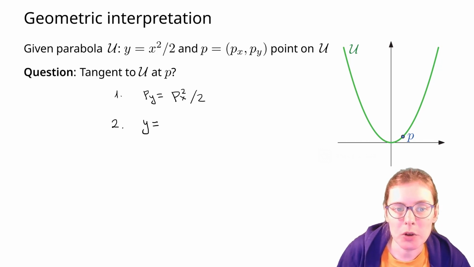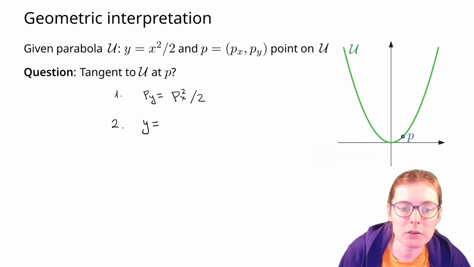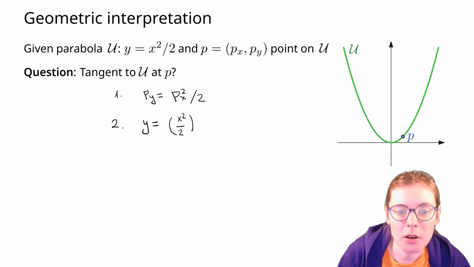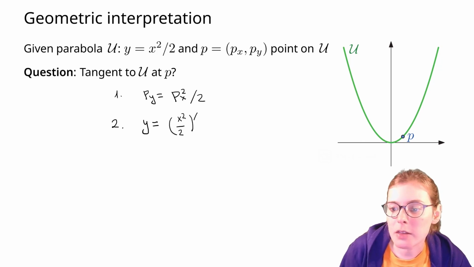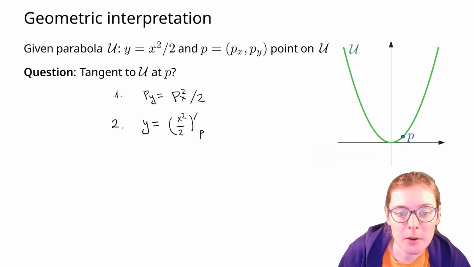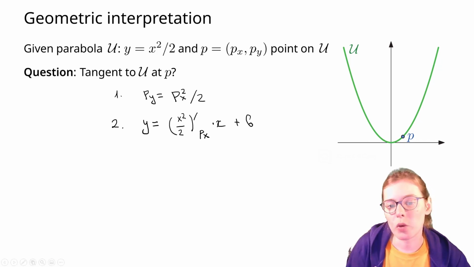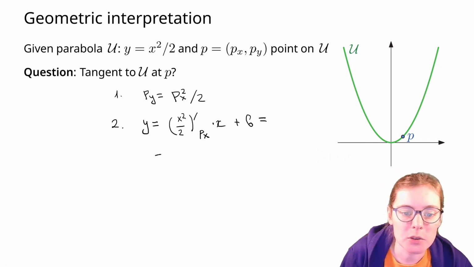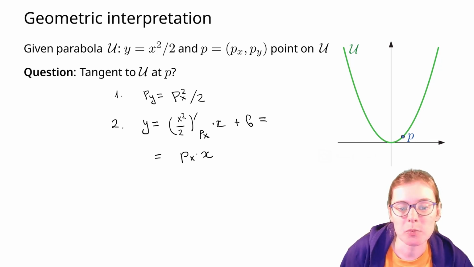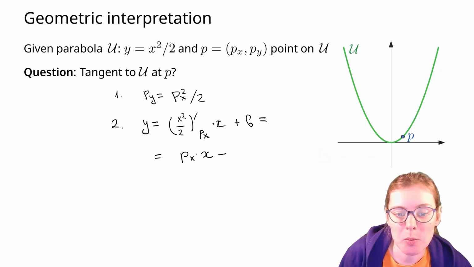Its slope is given by the first derivative of the curve evaluated at the x coordinate of the point, and its intercept we need to compute. After we simplify this, we will find that the equation is px times x plus b.